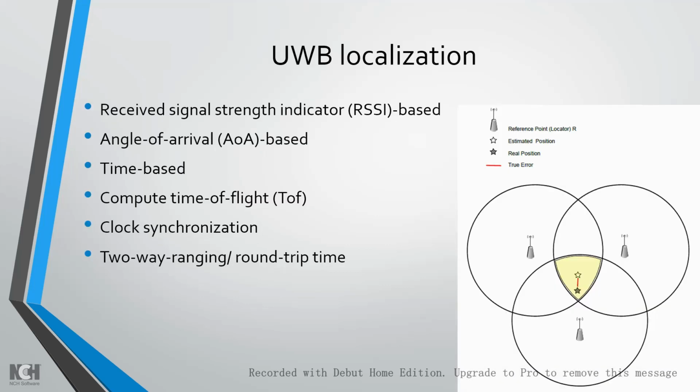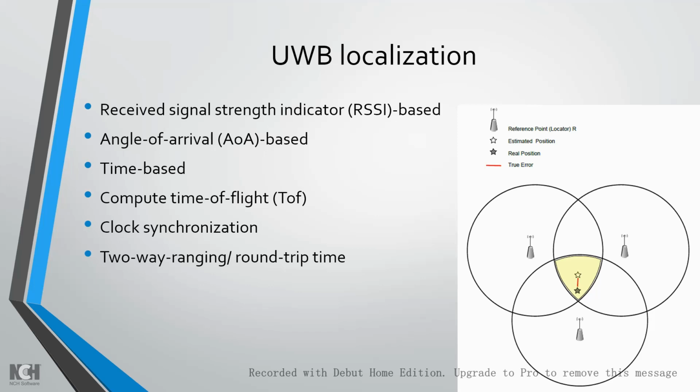Here are three different types of UWB localization algorithms. The first one is received signal strength indicator based. The second is angle of arrival based. The third is time based. The time-based method was used in this project. The time-based method uses the time of flight to compute the distance.